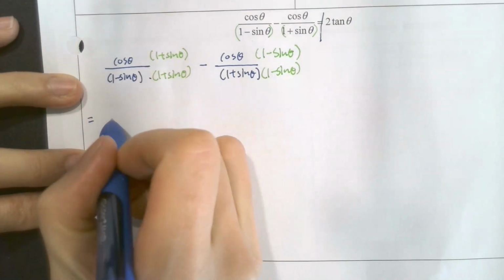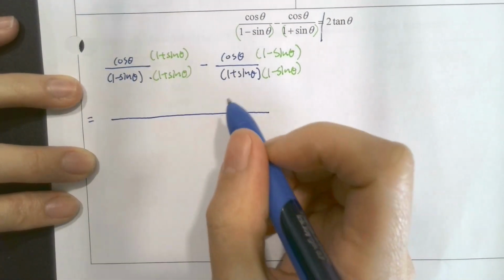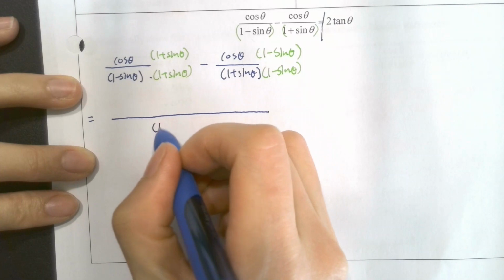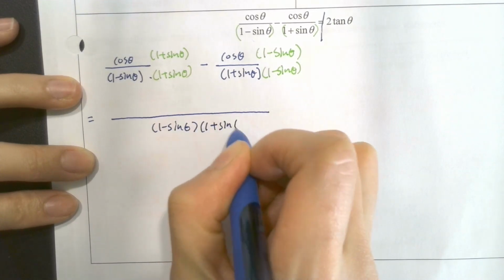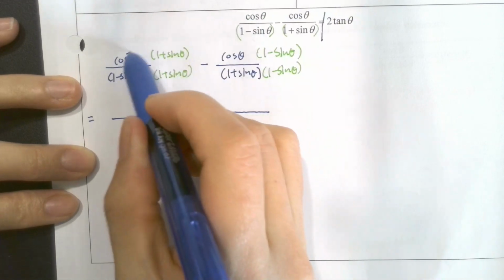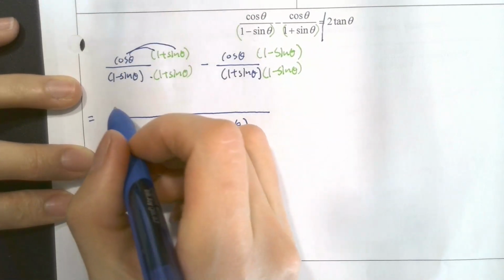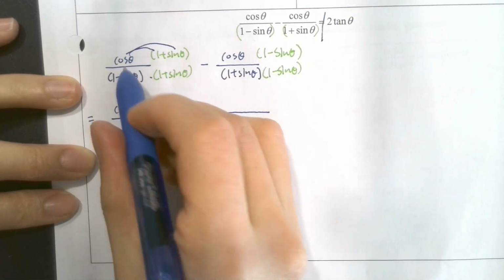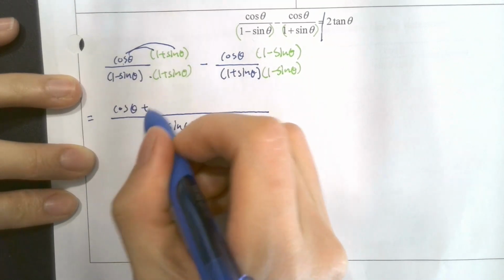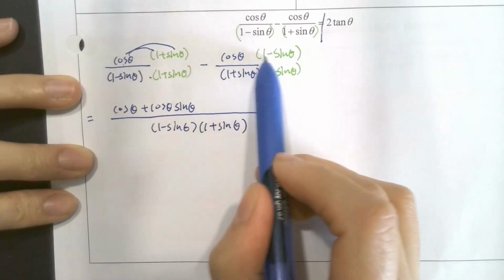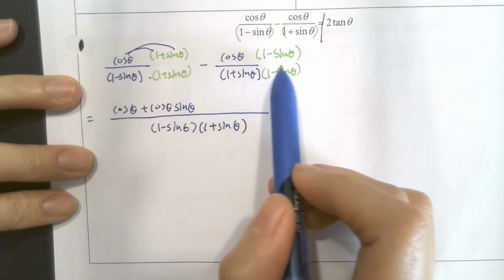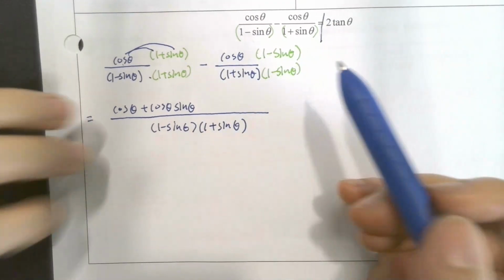All right, now we can combine all of it into one big fraction. My denominator is 1 minus sine theta times 1 plus sine theta. My numerator, you're distributing that cosine theta in, so cosine theta times 1 is cosine theta. Cosine theta times sine theta is cosine theta sine theta. Guys, over here, you need to be super duper careful.